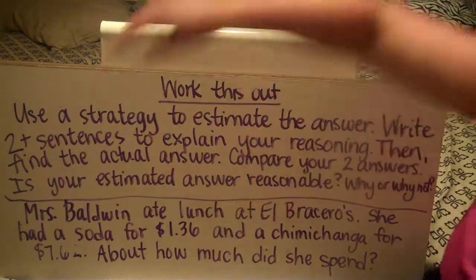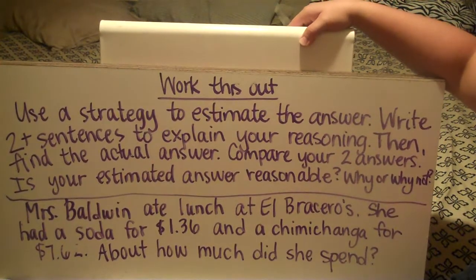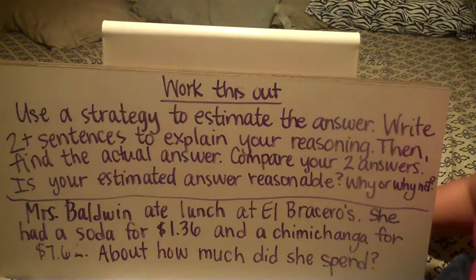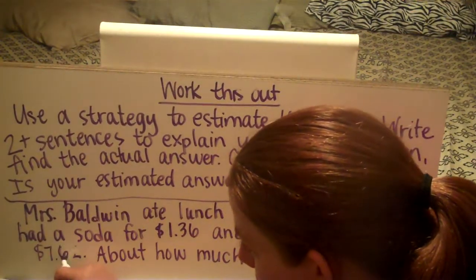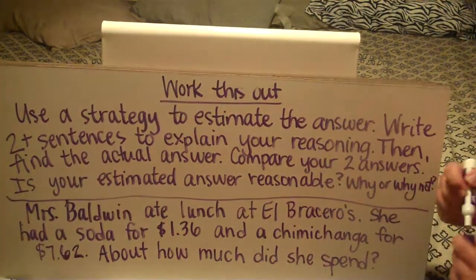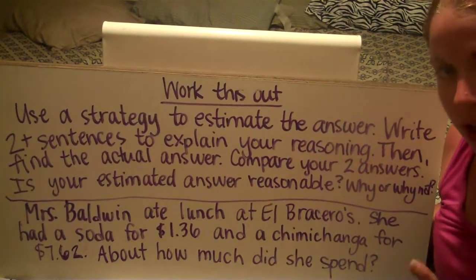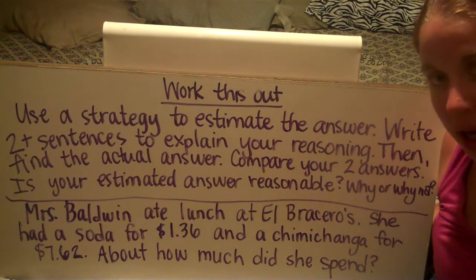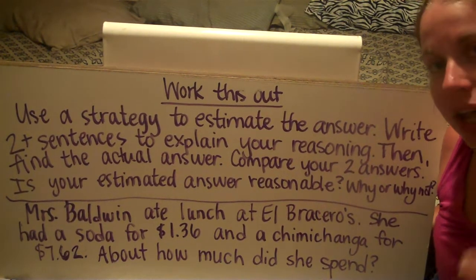Here's the problem. Mrs. Baldwin ate lunch at El Bracero's. She had a soda for $1.36 and a chimichanga for $7.62. About how much did she spend? So remember, find the estimated answer, find the actual answer, compare them, and if your actual answer can be rounded to the estimated answer, you are right on track.